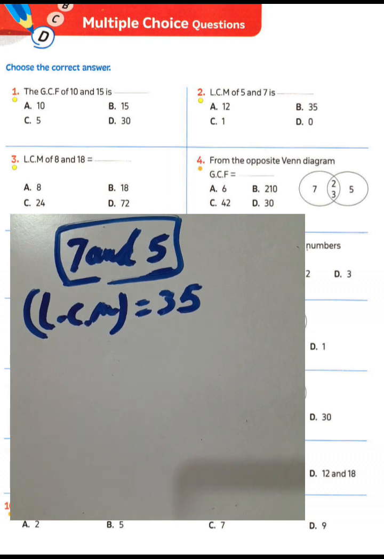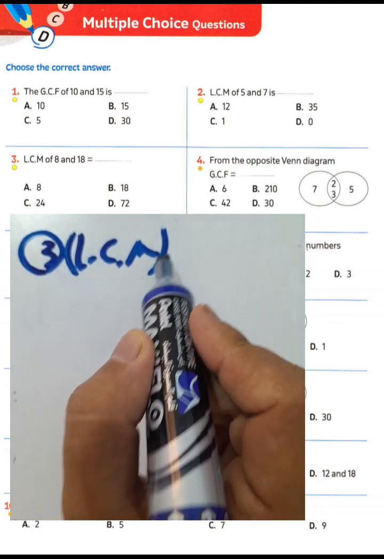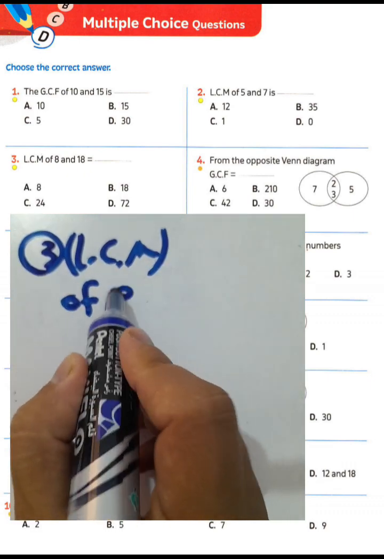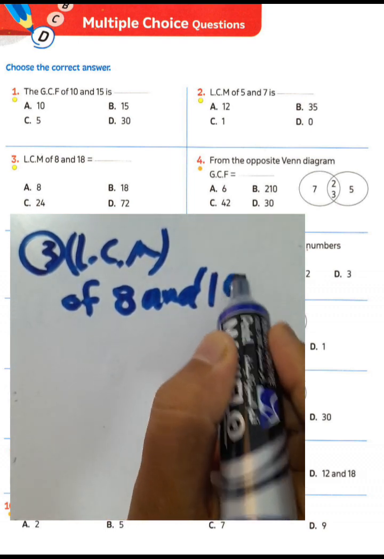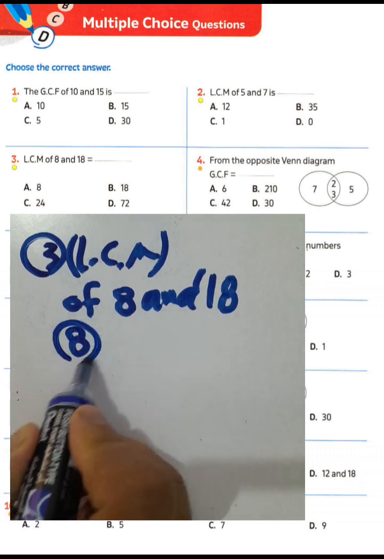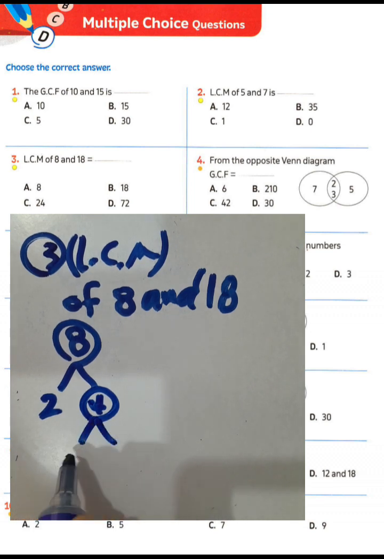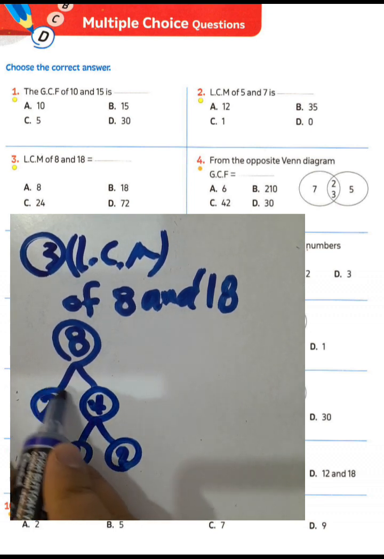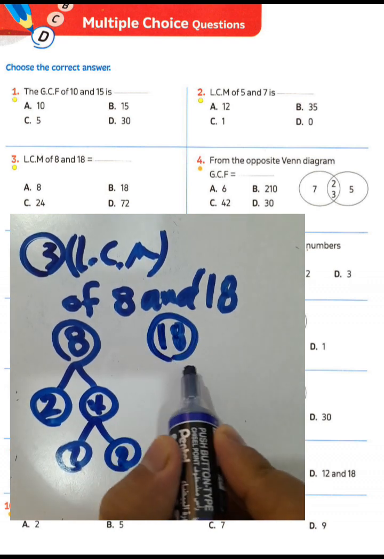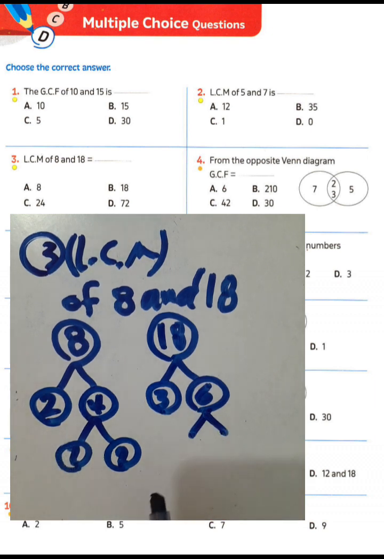Question number 3. Least common multiplication of 8 and 18. We can factorize 8 here. 8 equals 2 multiplication by 4, and 4 equals 2 multiplication by 2. And 18 equals 3 multiplication by 6, and 6 equals 2 times 3.